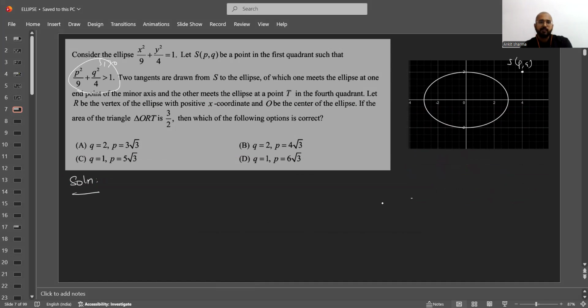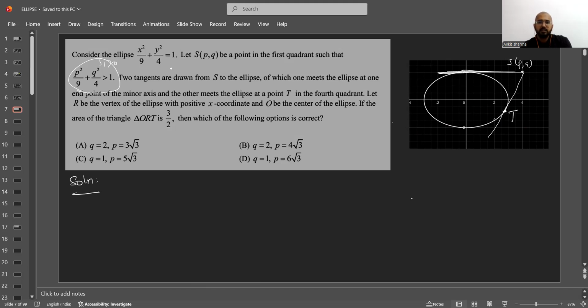So that means point P comma Q lies outside. This is S. Two tangents are drawn from S to the ellipse, of which one meets the ellipse at one end point of the minor axis, and the other meets the ellipse at point T in the fourth quadrant. Means from here, two tangents are drawn. One meets at one of the endpoints of the minor axis here, and the second meets in the fourth quadrant here. So it's a tangent, like this basically. This is my point T.